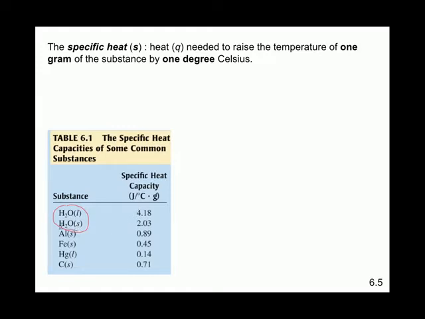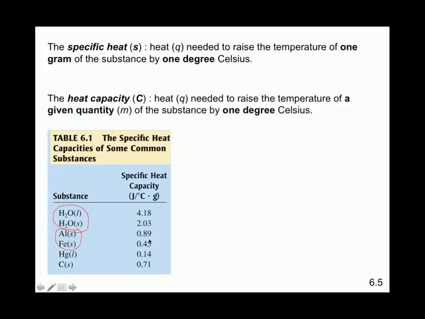We can also check out these two metals, aluminum and iron. Again, if you had equal masses of both, and you applied the same amount of heat to both, the iron would show twice the temperature change as the aluminum. And we'll be doing some problems, I think, where they're going to be asking you about that.